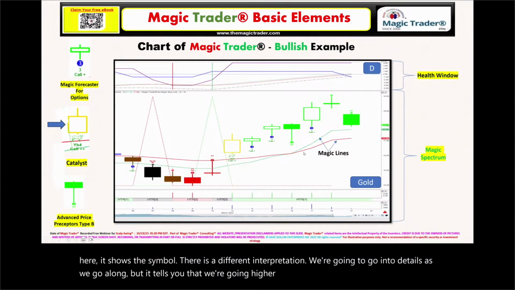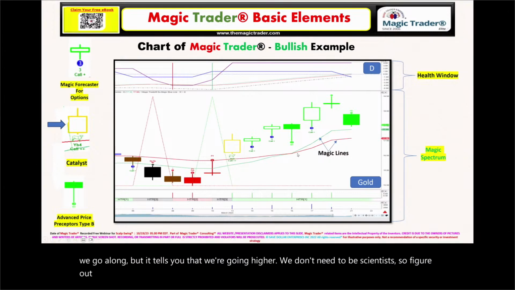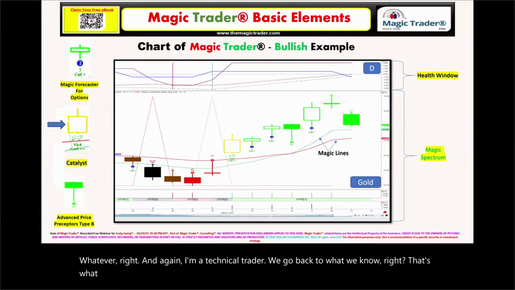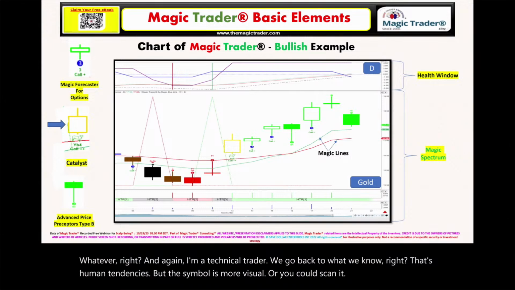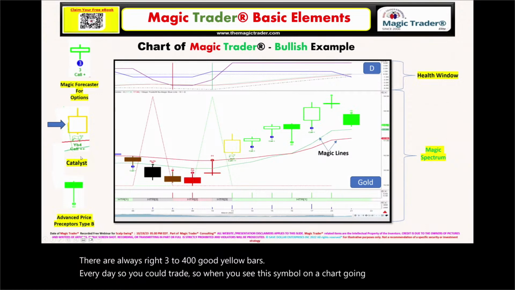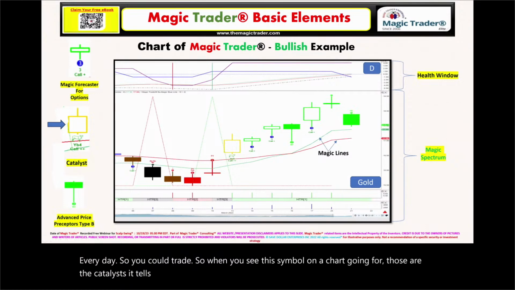You don't need to be a scientist to figure it out, putting higher highs, lows, and whatever. And again, I'm a technical trader. We go back to what we know. That's human tendency. But this symbol is more visual, or you could scan it. There are always 300 to 400 good yellow bars every day. So you could trade. When you see this symbol on a chart going up, those are the catalysts. It tells you we're going to go higher.